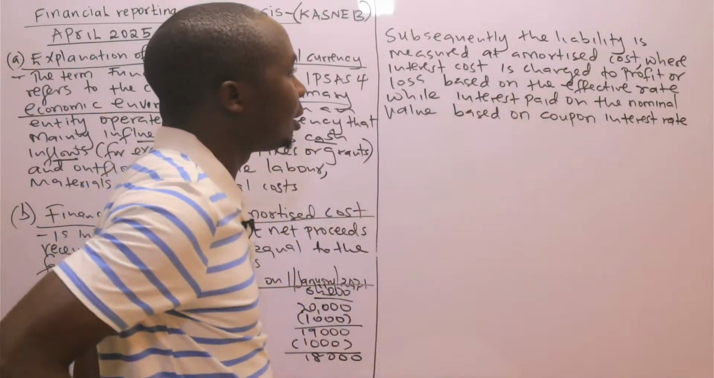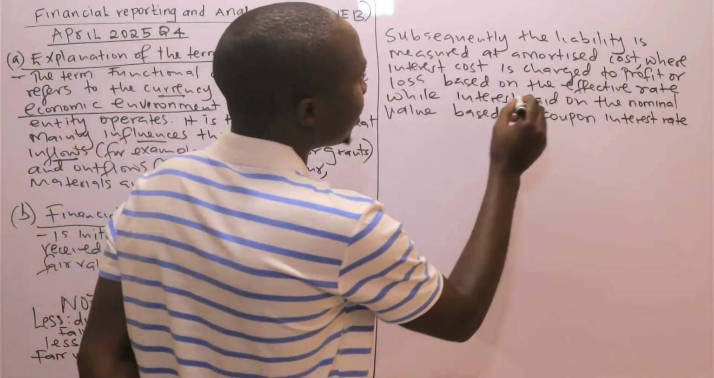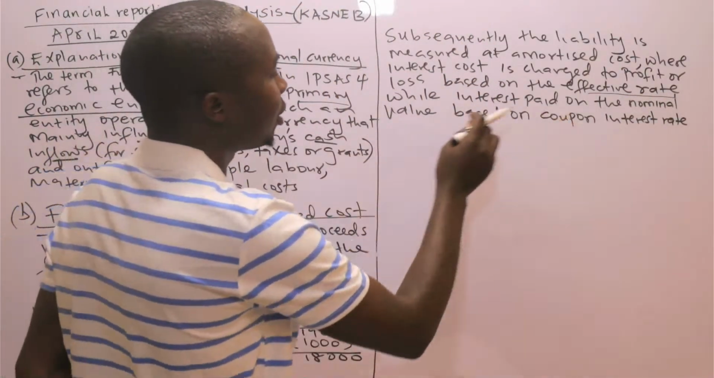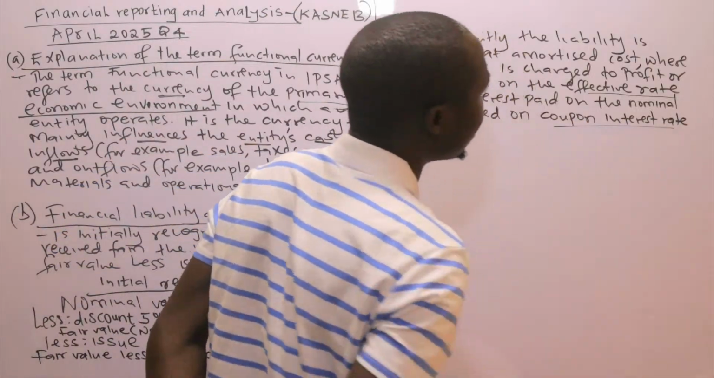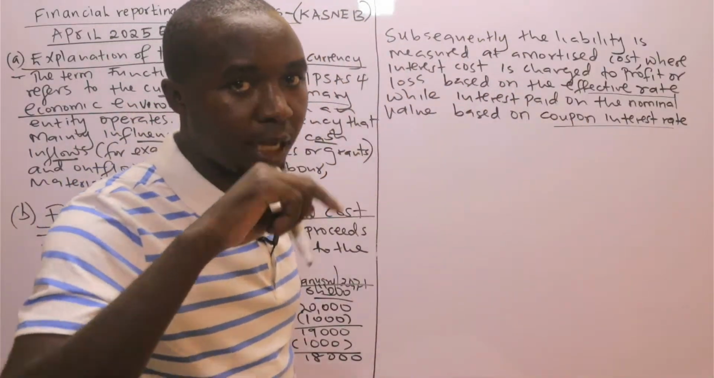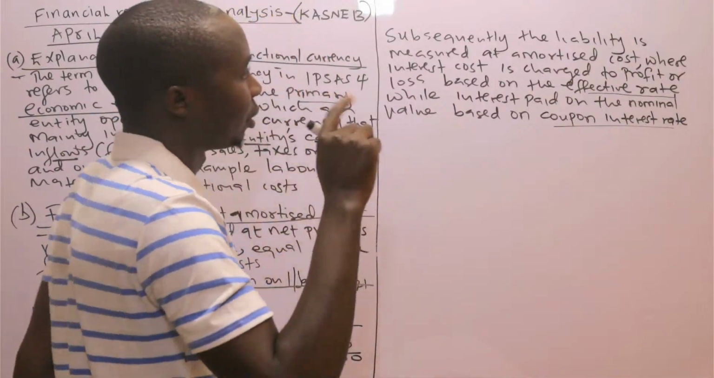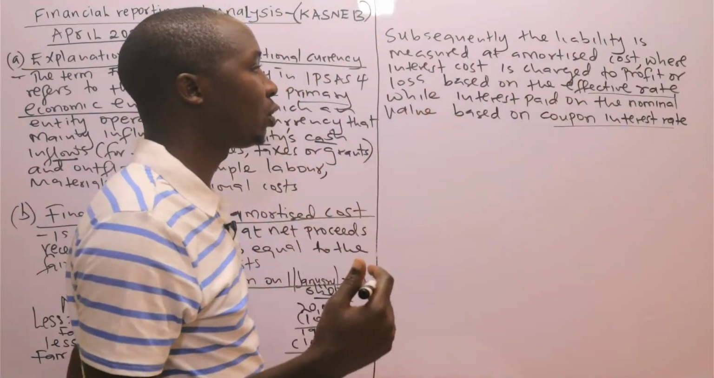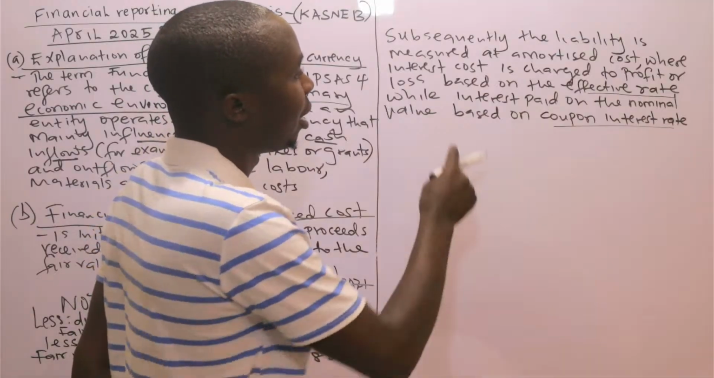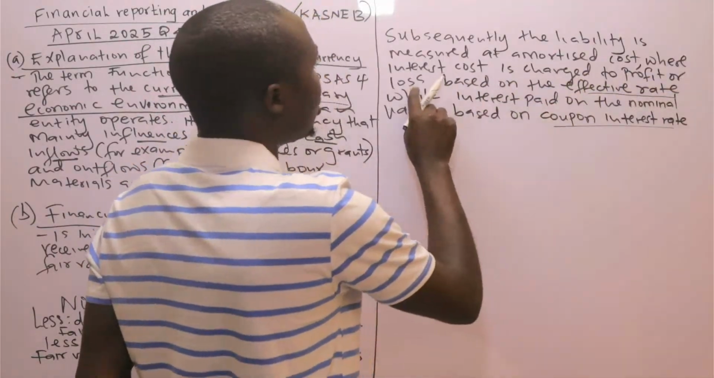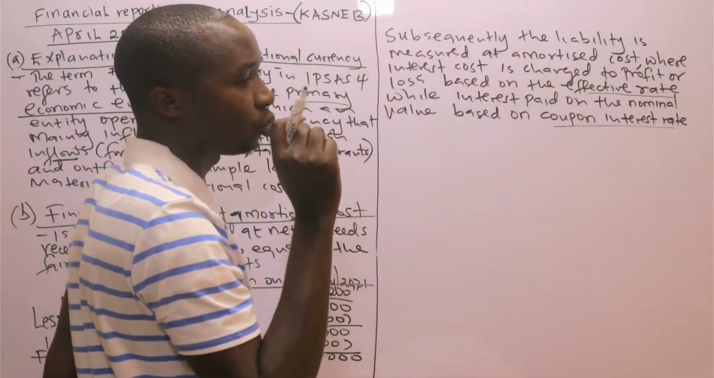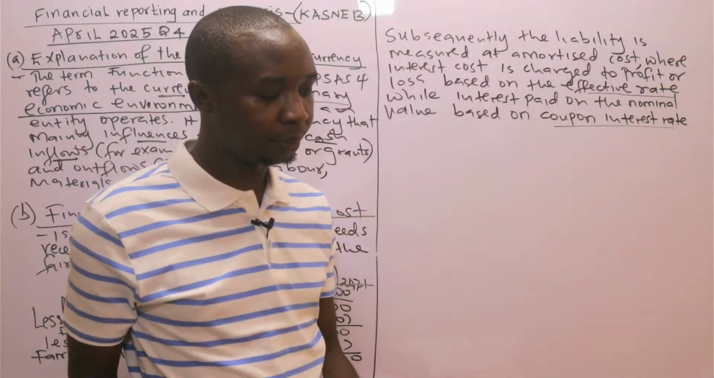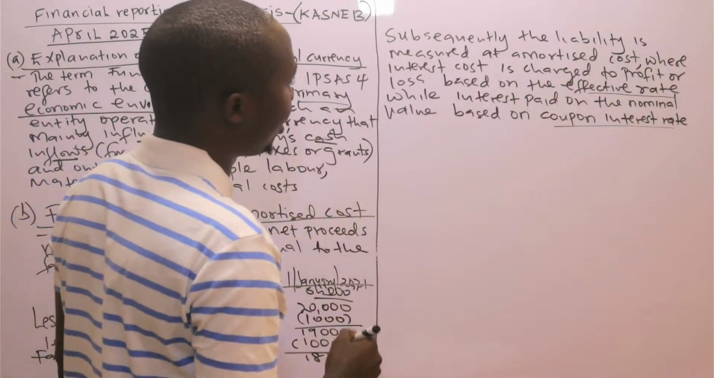So that now the 18,000, where the interest is charged to the profit or loss based on the effective rate, that is 12.5%, while the interest paid on the nominal value is based on the coupon interest rate. Remember the coupon interest rate was 8%. It was an 8% loan note which was issued. Remember, we are going to do an extract of statement of profit or loss and statement of financial position. So I will come here and do my schedule.